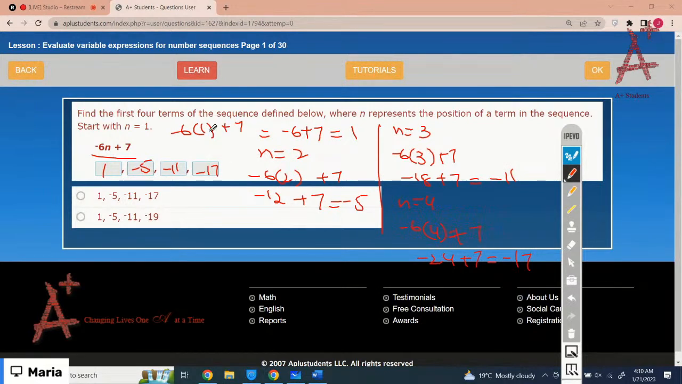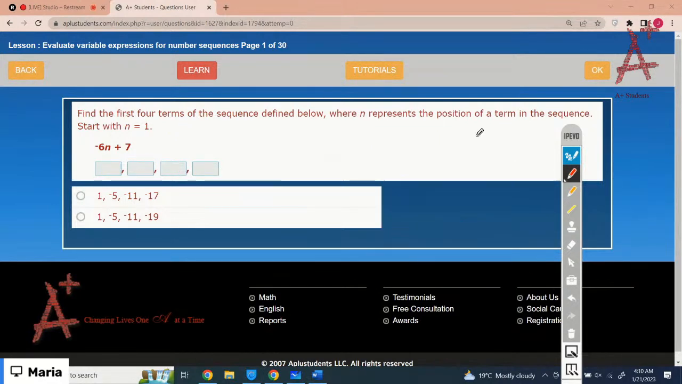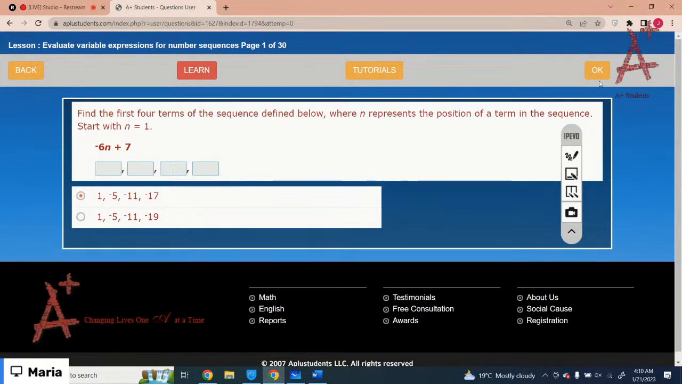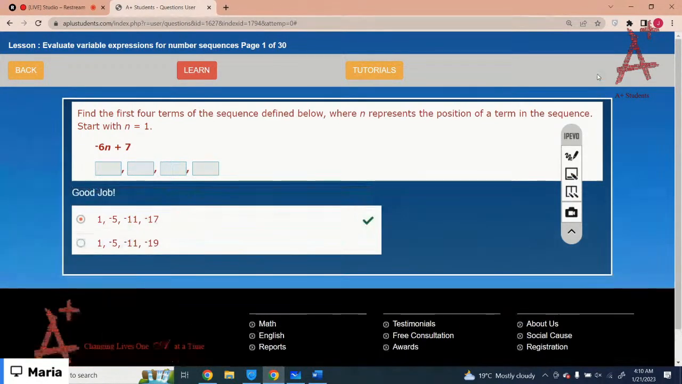Got it? So the terms in this sequence are 1, negative 5, negative 11, and negative 17. Got it? Okay, so the correct option is option number 1. They are 1, negative 5, negative 11, negative 17. Got it?